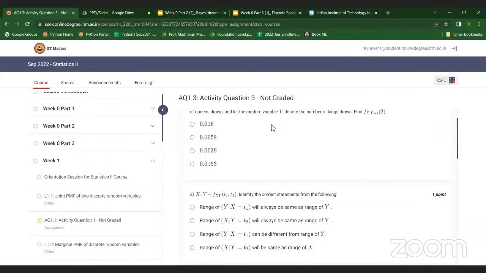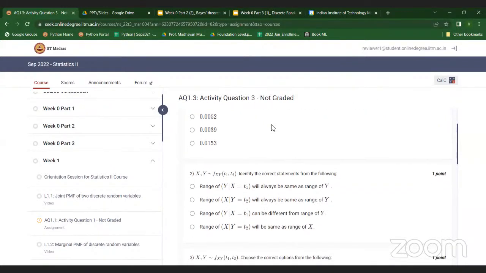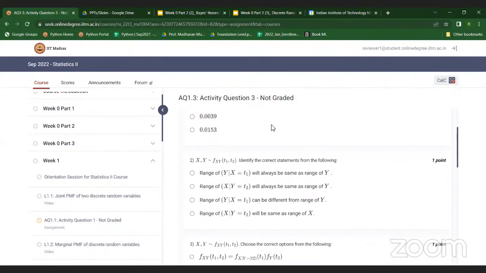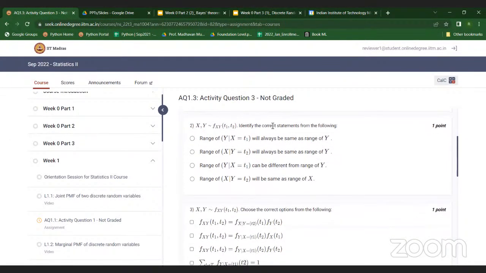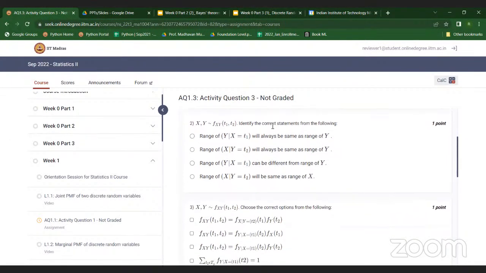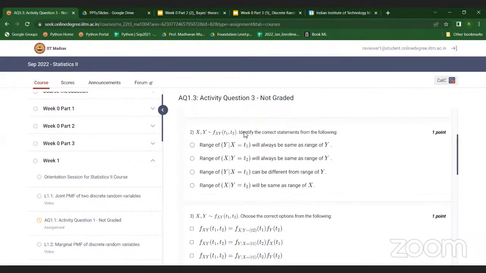No, I'm just giving some random example. Yeah, in general they are independent. Otherwise, depending on the conditions given in the question, they may or may not be independent. Yes, got it, sir. Thank you, sir.